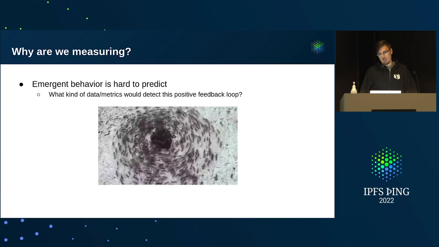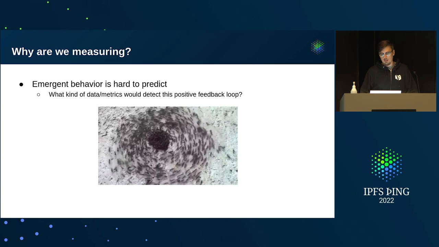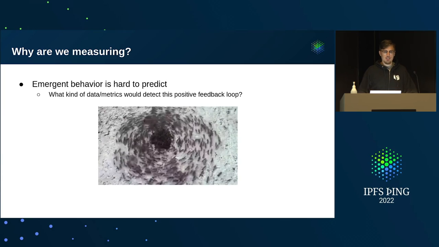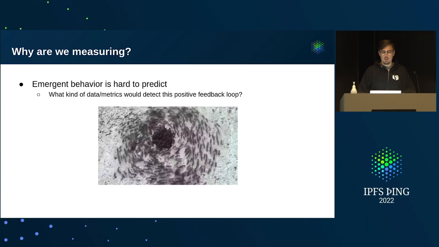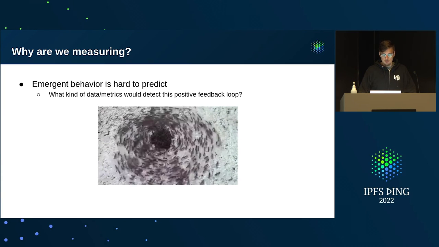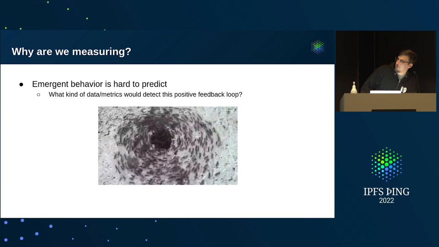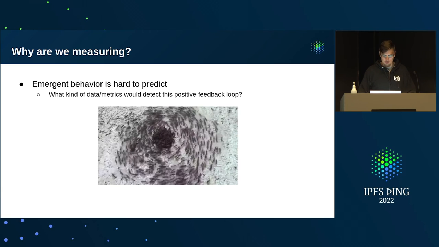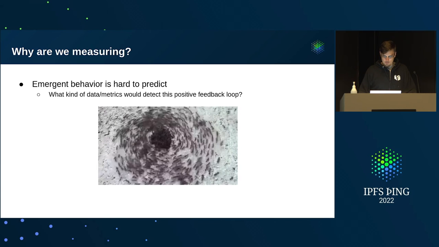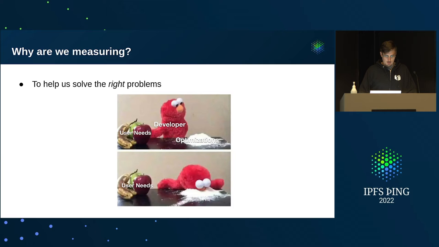Emergent behavior, especially in these peer-to-peer systems, can be hard to predict, because we have these simple algorithms, but when they get together in swarms of nodes, they can behave in unpredictable ways. Trying to figure out what kind of metric we would use to detect this feedback loop here would actually be pretty interesting. I don't have a good answer for that. And then also to keep us honest on what we're working on, so that we don't end up working on problems that nobody cares about, but that we think are particularly interesting.